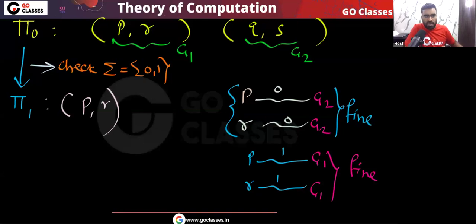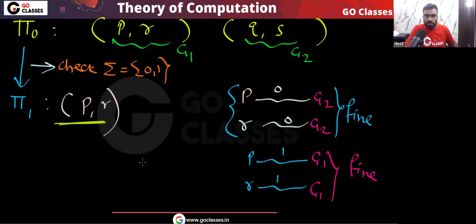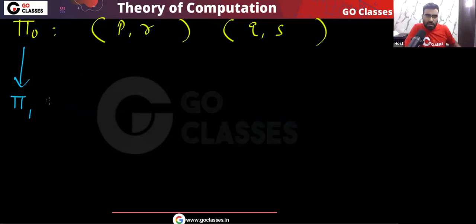Do you agree that they will remain together, PR? Because on 0 they are going to the same group, and on 1 they are going to the same group. So PR will be together. Definitely in this pi 1, PR is together, no problem. Okay, now let's check QS. What about QS? Tell me.